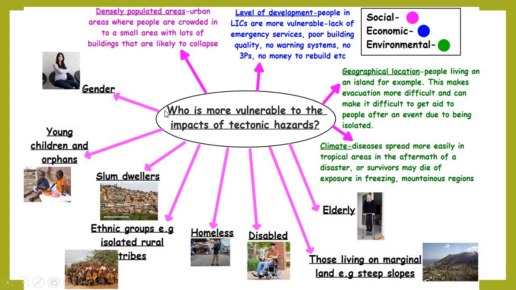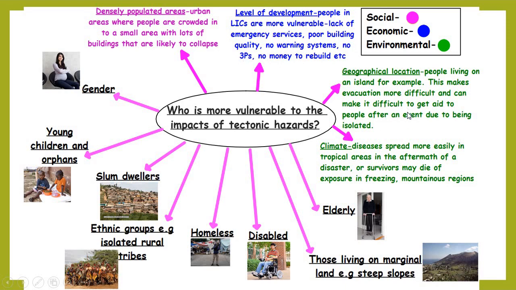Rich countries as well have the capacity to recover: you've got warning systems, you've got healthcare, you've got rescue equipment, you've got emergency services, all of those things that poor countries don't have high levels or efficient infrastructure for. So levels of development is a key one that actually has a lot of other things coming off of it that we'll dig into a little bit more later on when we look at the 3 Ps.